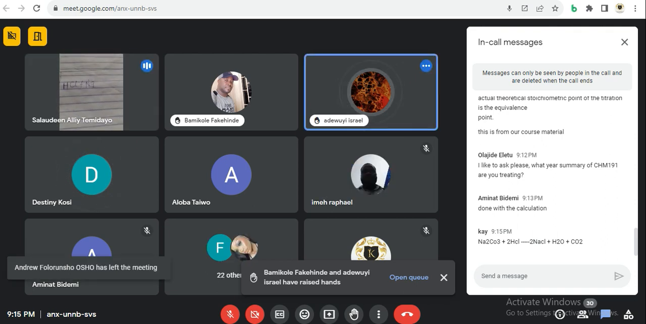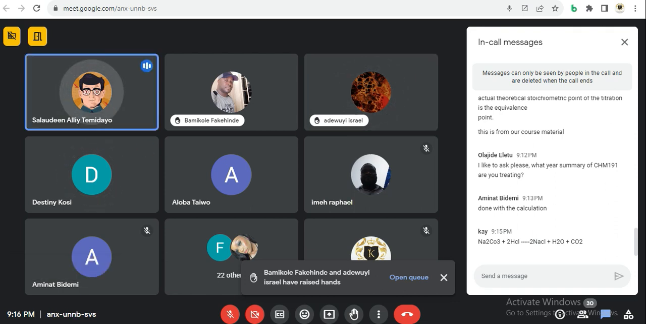Hydrochloric acid and Na2CO3. So that's sodium carbonate. It is actually a reaction of two steps, but let's take something straight. So the product is going to be NaCl plus H2O plus CO2. These are the products given.